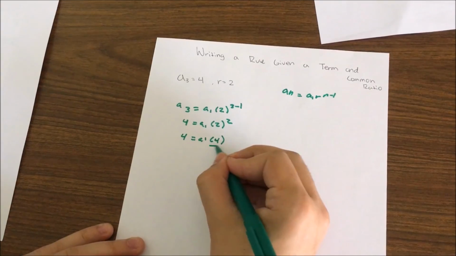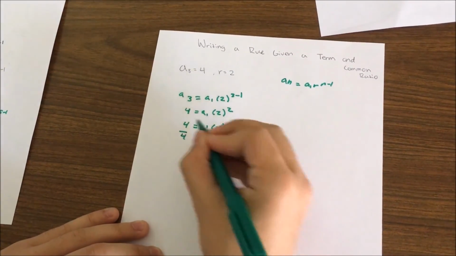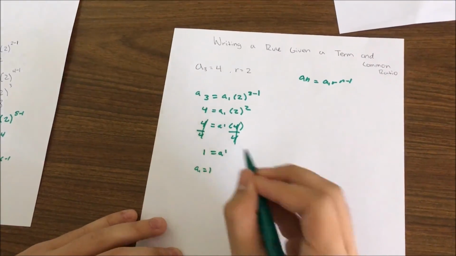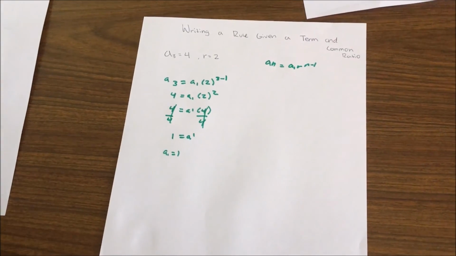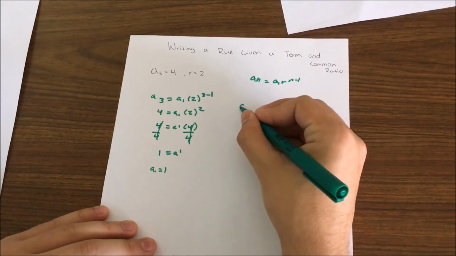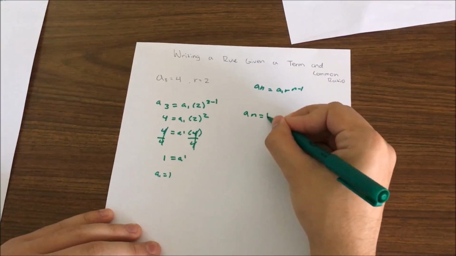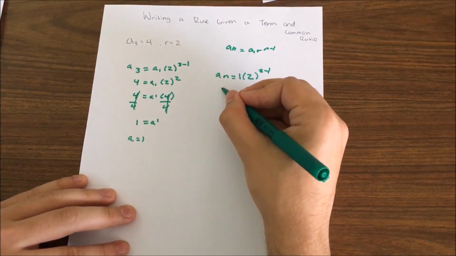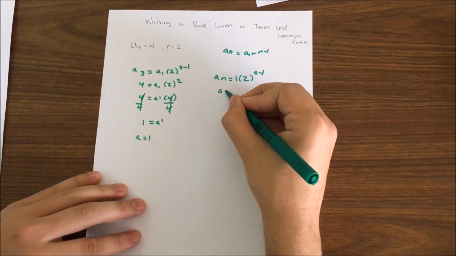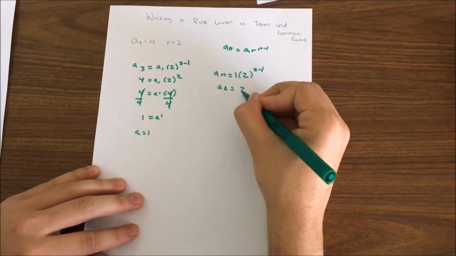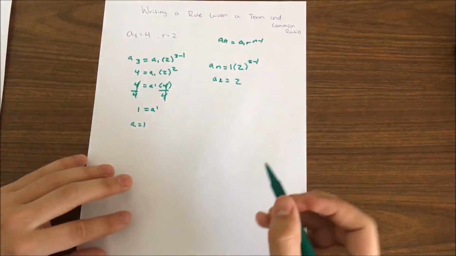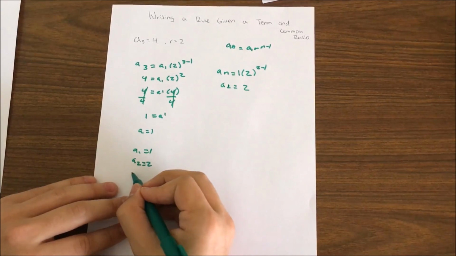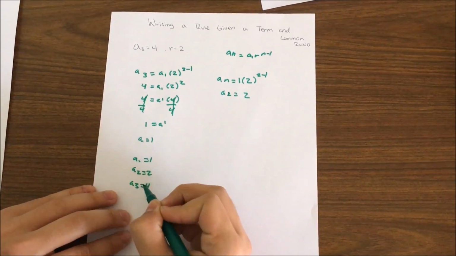We're going to divide each side by 4. So then that gives us 1 equals A1. So A1 equals 1, so that's our first term. And we're going to have to find the second term as well. So we have to go An equals 1 times 2 to the 2 minus 1. So that gives us A2 equals 2. Now we have A3 already, so we have A1 equals 1, A2 equals 2, and A3 equals 4.